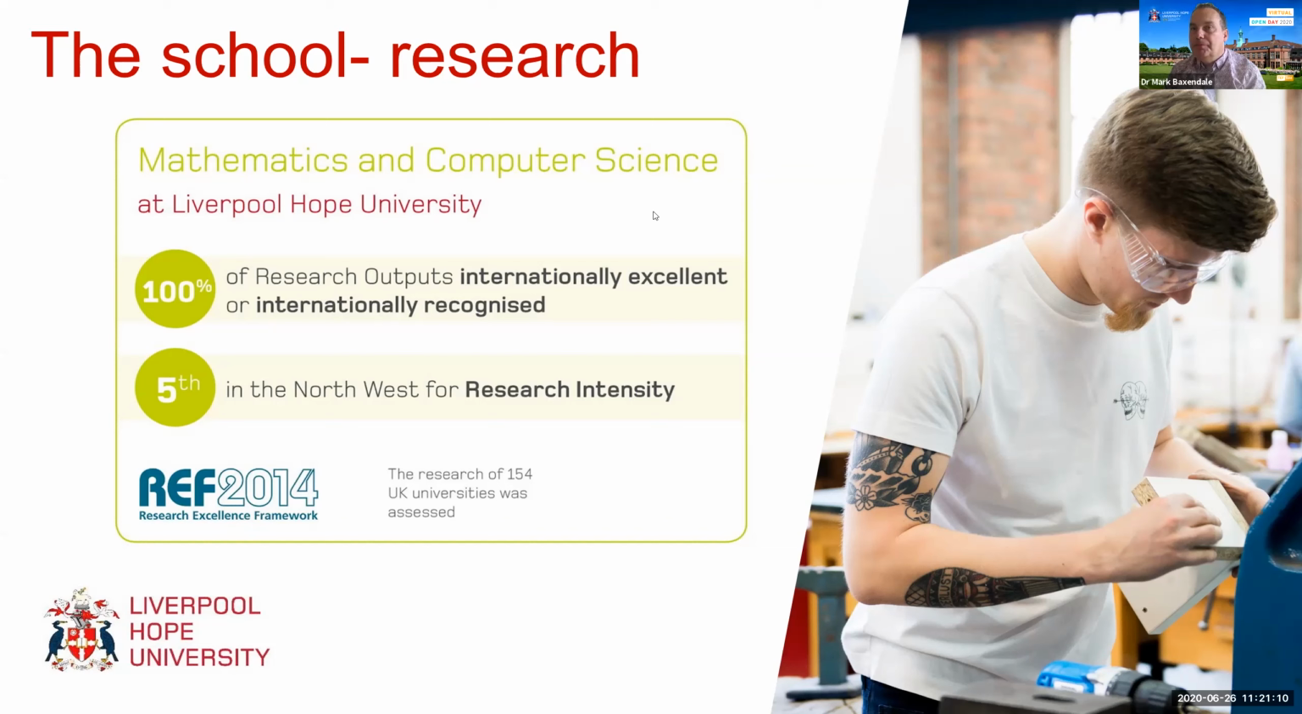Yeah. So just very briefly, the results of that last REF, Research Excellence Framework exercise, was that 100% of our research outputs were deemed to be, well, basically at international level, internationally excellent or internationally recognised. So research outputs are things like, so we usually publish the results of our research in academic papers and articles in academic journals, basically. And they were deemed to be at international level. So basically they're good quality. They're saying that our research is good quality.